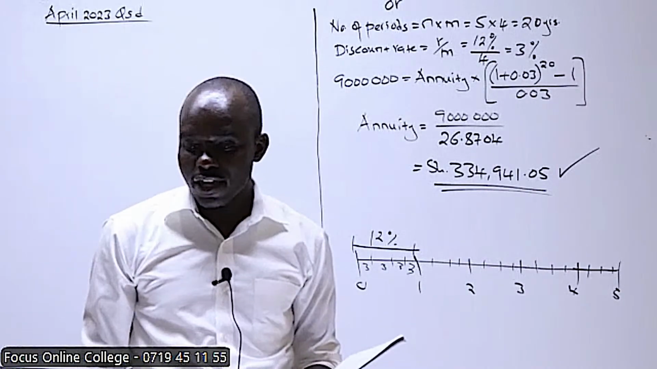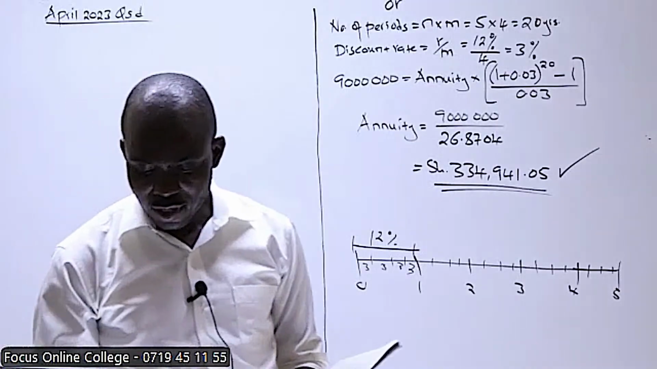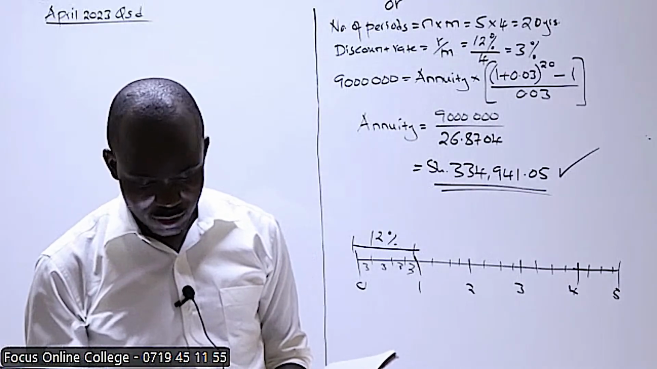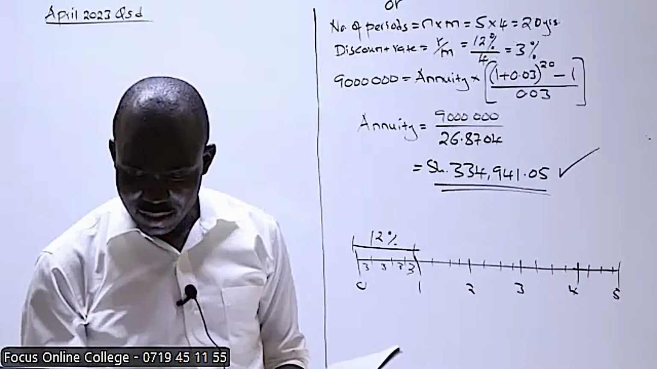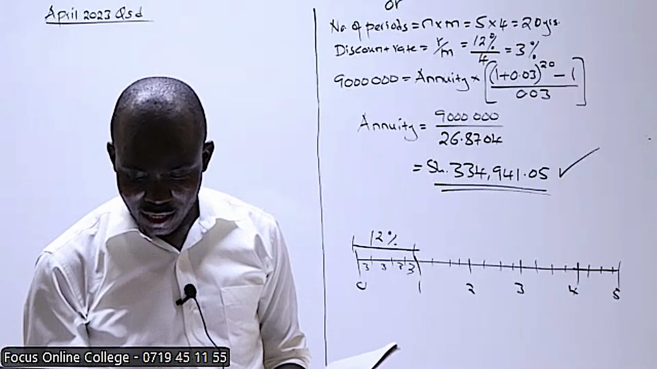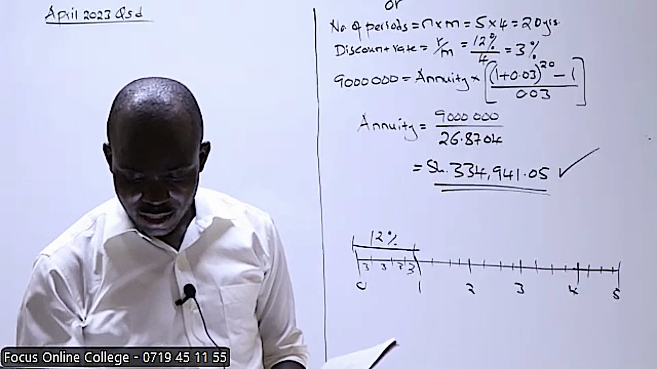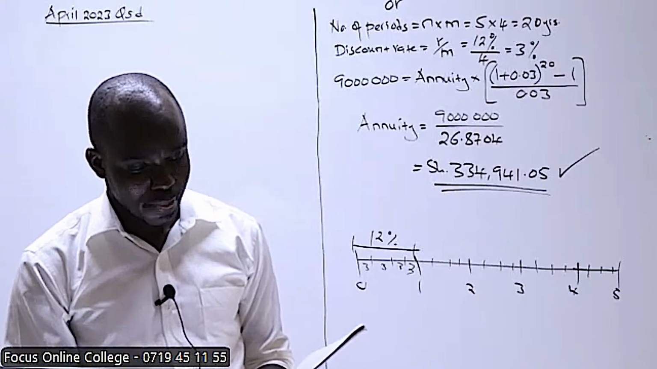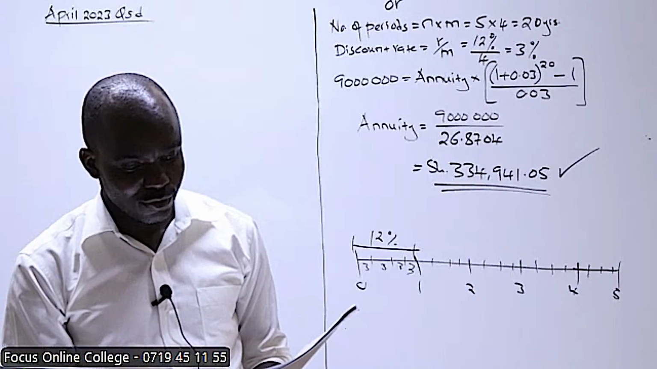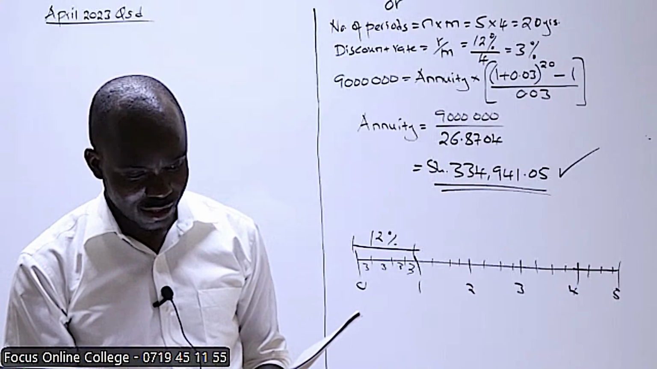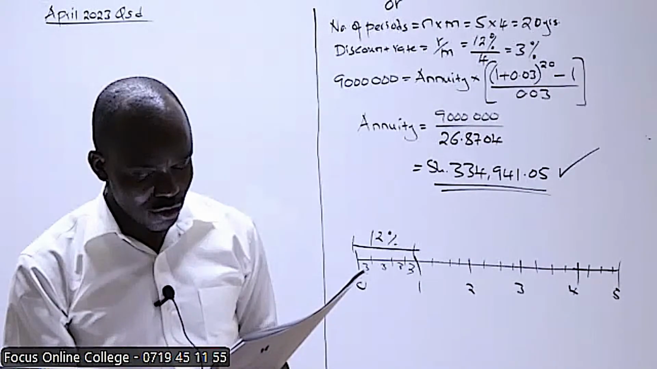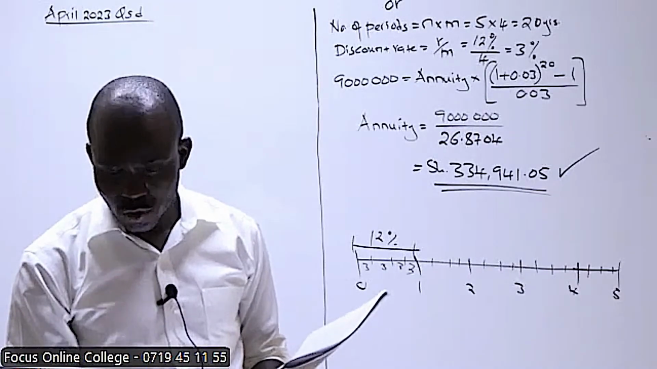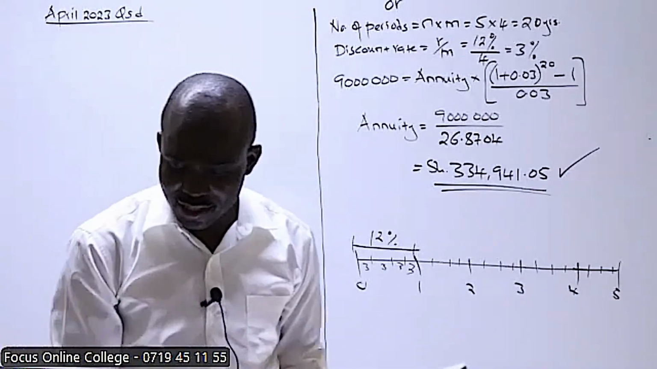So here we have a lump sum of 700,000, and we have annuities of 10,000 per month. And this will be done for a period of 10 years. So you need to get the present value of each separately.